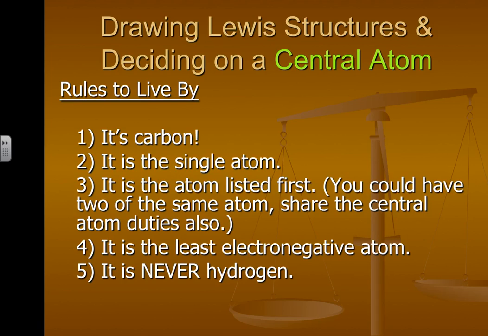So the big thing I want you to recognize about these rules to live by that are on the screen now is that it's sort of a progressive list. Like you start at number 1. It's carbon. Okay, if you don't have carbon, then move to rule 2. Okay, it's a single atom. Well, what if I have 2 single atoms? Okay, we'll move to rule number 3. And then it's the atom listed first. Okay, well, let's verify rule 4. Is the atom listed first the least electronegative? Basically, if you can fulfill as many of these rules as possible, you've made a correct choice on your central atom.